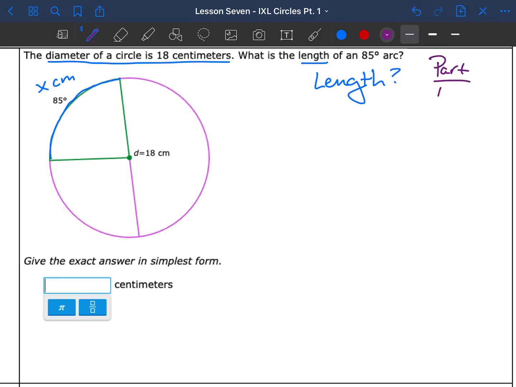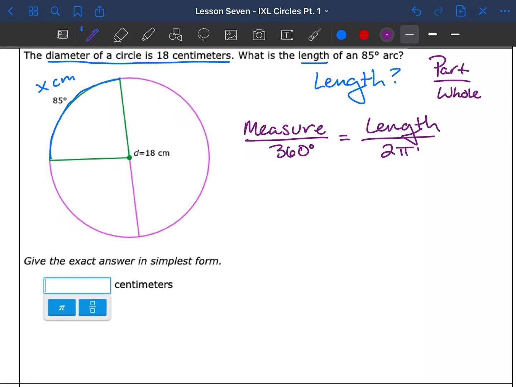Part over whole. So I'm going to be doing the measure over the 360 degrees, the total rotation, equals the length over 2 pi r, the circumference. All right, what is the measure? Well, it tells us right here, 85. So it's 85 degrees over 360 degrees.